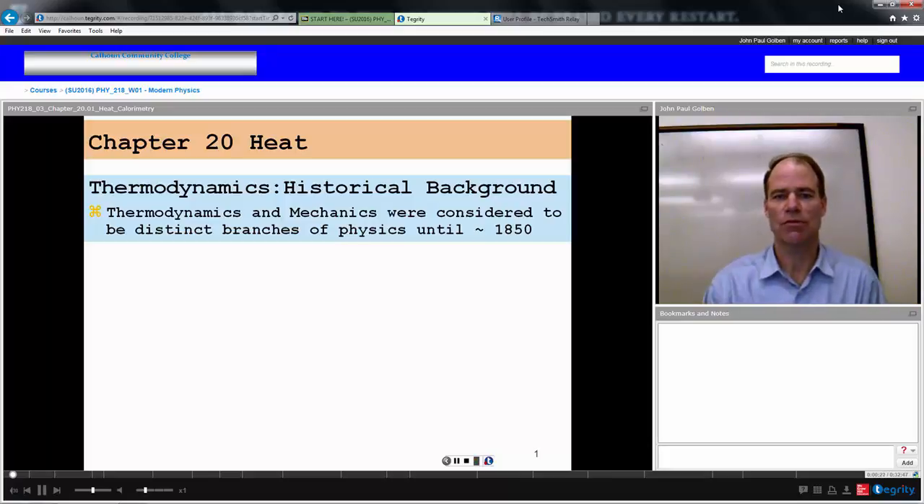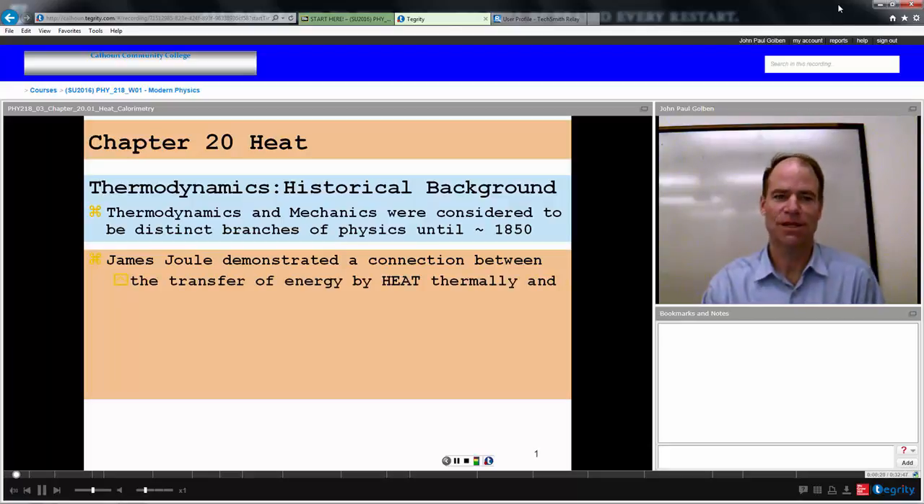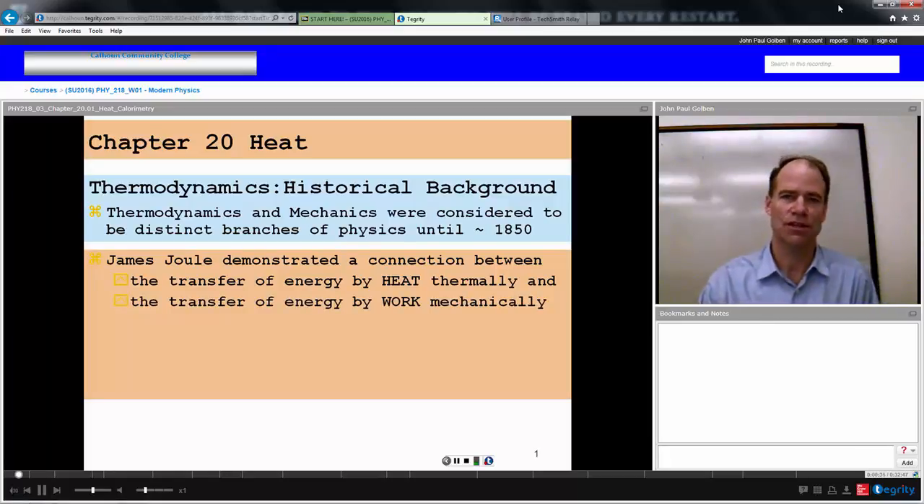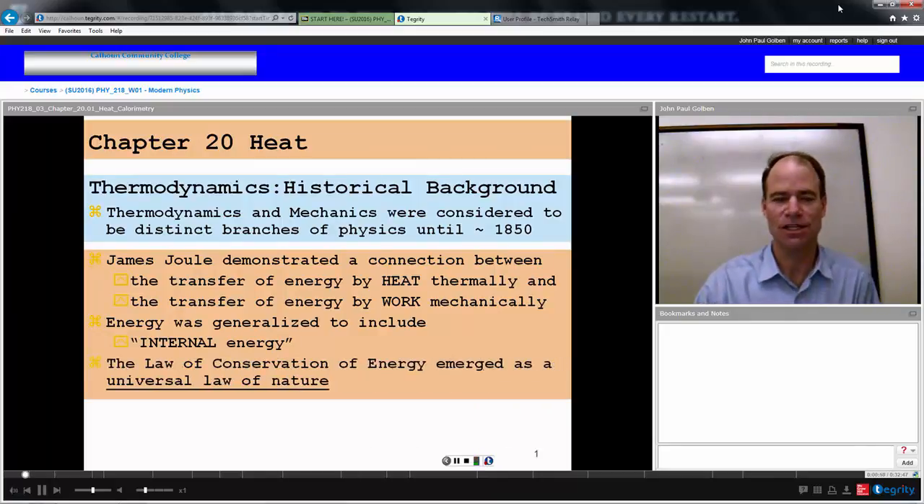So they were not really combined until the work of James Joule, who demonstrated that there was a connection between the transfer of energy by heat thermally and the transfer of energy by work mechanically, and that the two could actually be, in a sense, equivalent in terms of energy. So energy was generalized to include what is called internal energy, the energy of the state. And the law of conservation of energy emerged as a universal law of nature.